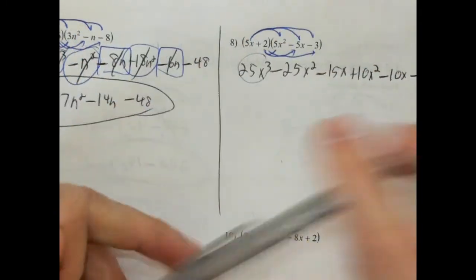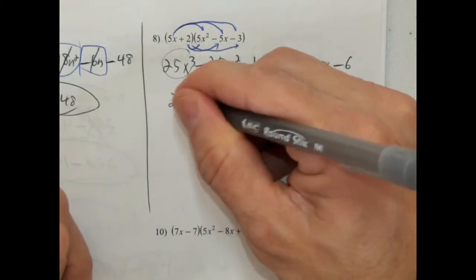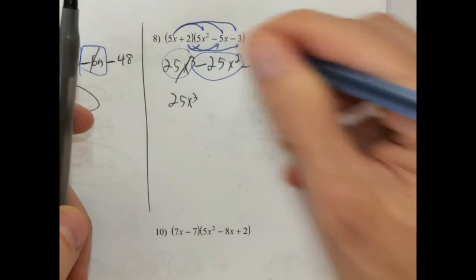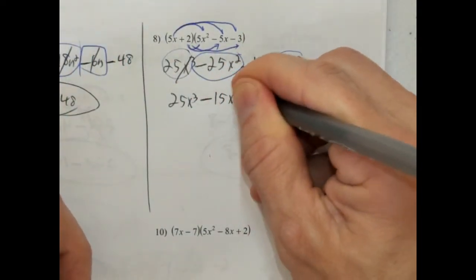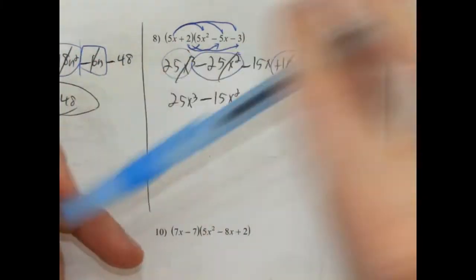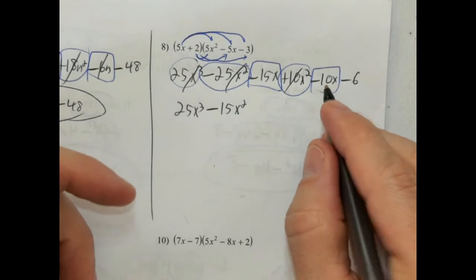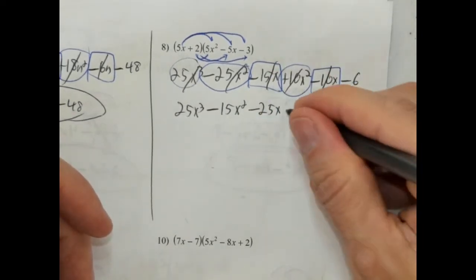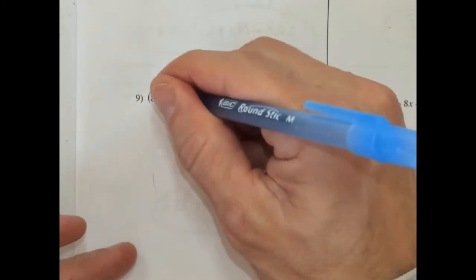Nothing will combine with the x cubed because there's no other terms. There's no other terms with x cubed, so 25x cubed. And we have negative 25x squared plus 10x squared, so this is going to be negative 15x squared. We also have negative 15x, negative 10x, so negative 15x minus 10x is going to be negative 25x. And then just bring down the negative 6. There we go.